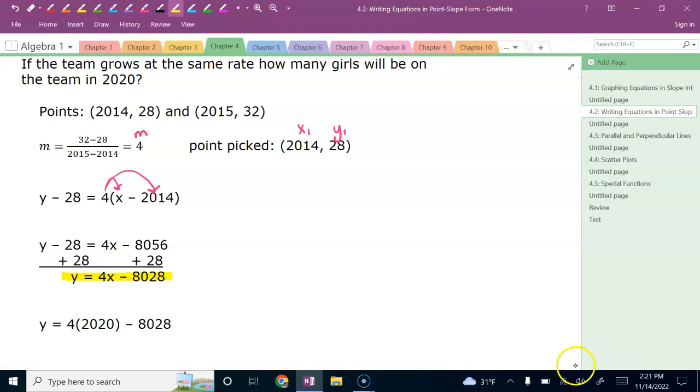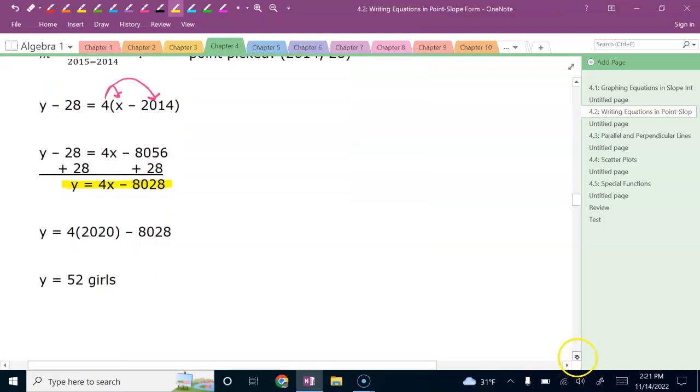Now they did ask us to figure out how many people would be on the team in the year 2020. So the years are represented by your x values. So we put 2020 in for x. So 4 times 2020 minus that 8,028, and we got 52. So if this cross-country team continued to grow at this rate over the next couple of years, then by the year 2020 came around, they should have had 52 girls on the team.